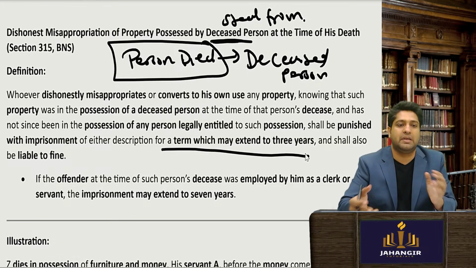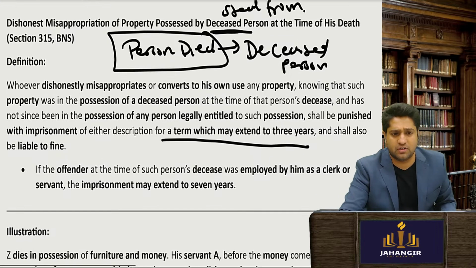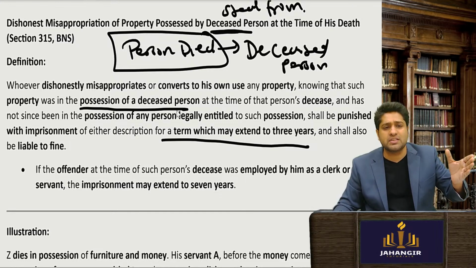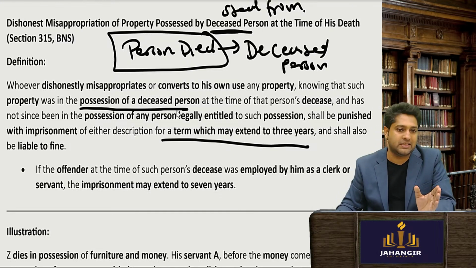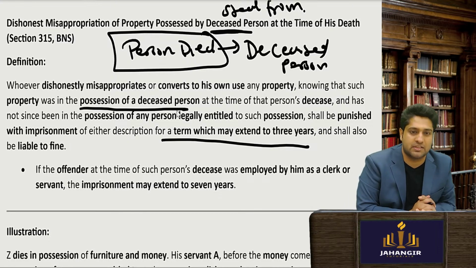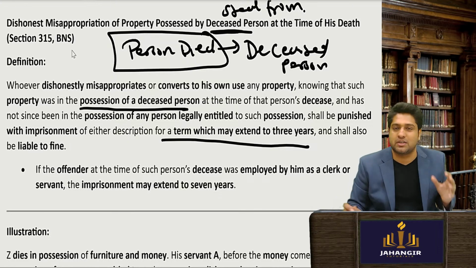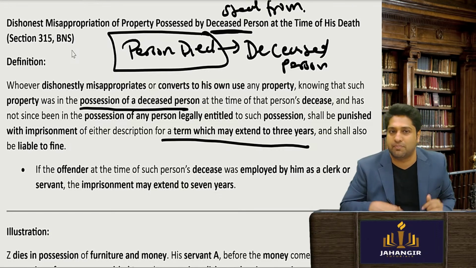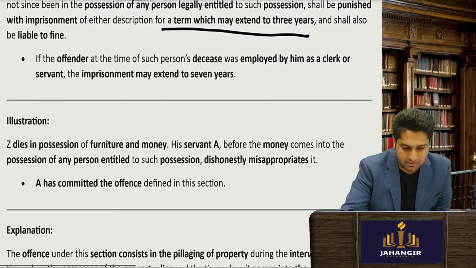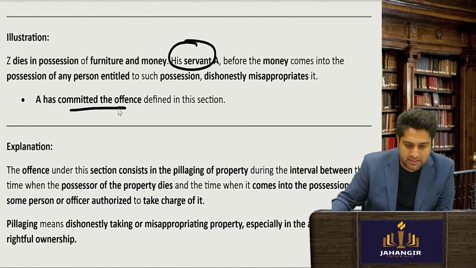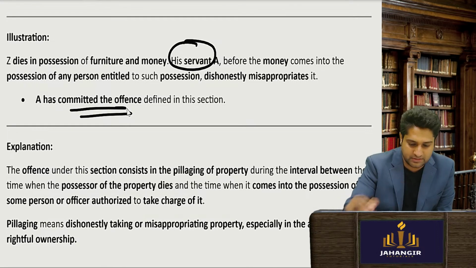So it's a penal provision. So what is it? That whoever misappropriates property and converts to his own use from a deceased person. So sometimes a servant was there, the servant came to know that the master died, he took away everything. This section will apply if he has taken from the master. Okay, so the servant had taken, it was said that he can be tried under this offense.